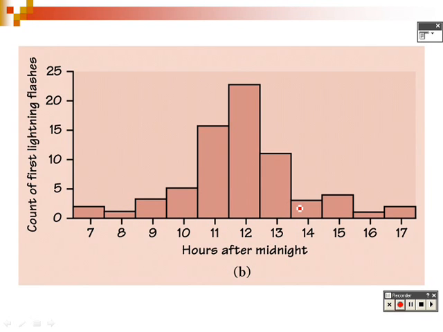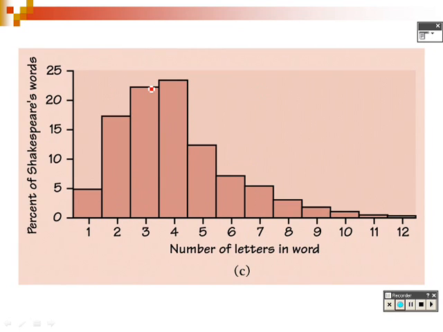Here's a couple of scenarios. You'll notice here this is the count of first lightning flashes in hours after midnight in a particular region. And the one thing we would notice here immediately is that the middle bar has almost 25 pieces of data in it. So there's lots of data here. Here you could definitely use t and you'd be okay. Also notice that the data is pretty close to being symmetric. So it's not normal, but it's approximately normal. So we're good to go here.